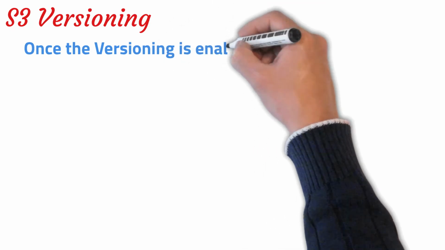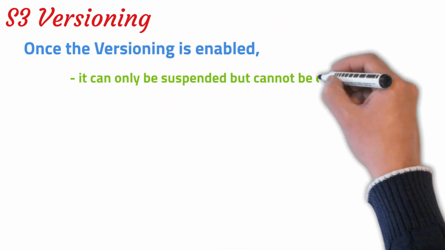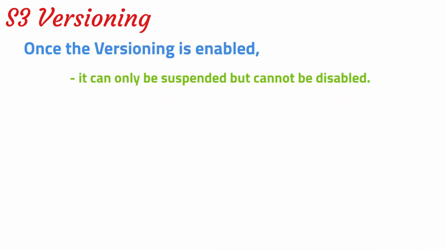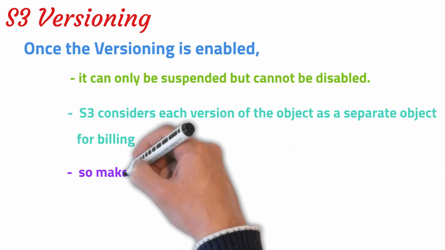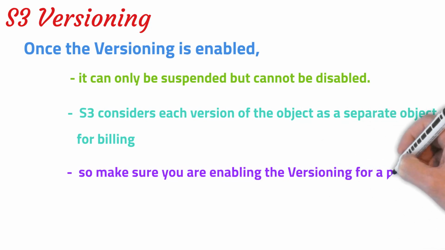Once the versioning is enabled, it can only be suspended but cannot be disabled. S3 considers each version of the object as a separate object for billing, so make sure you are enabling the versioning for a particular reason.